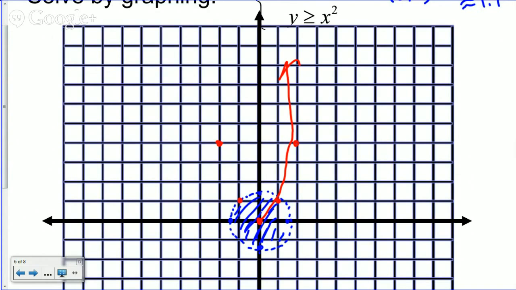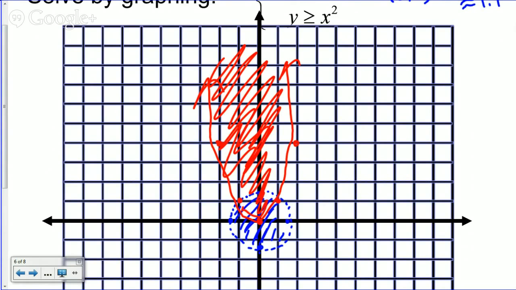Curve it up, and we'll curve that one up. And y is bigger than my parabola, so we're shading inside here. Okay, so that leaves my solutions to be, that's a dotted line, that's a solid parabola, and we're in there. So there are my solutions.